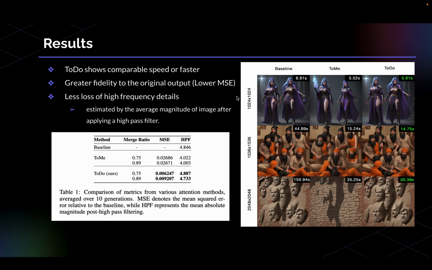We show either comparable speed or faster compared to token merge, showing results at 1024, 1536, and 2048, where as we get to higher and higher resolutions, the gains become more substantial. We show greater fidelity towards the baseline output, evidenced by reduced mean squared error, and reduced loss of high frequency details, which we show by running a high pass filter over the output and extracting the mean magnitude of the resulting output.